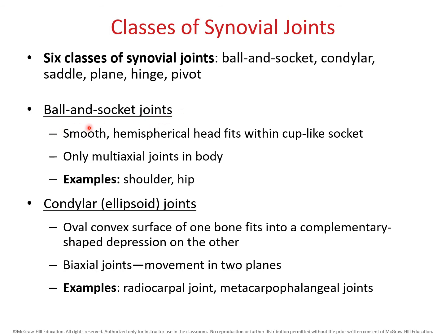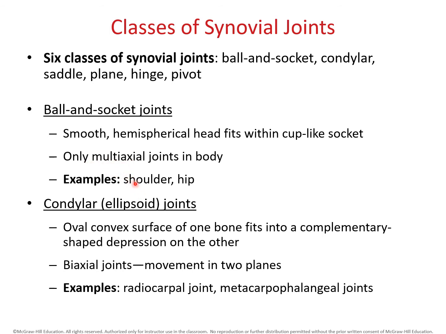First of all, we have our ball and socket joints. These are just what they sound like. We're going to have the head of a bone, for example, the head of the humerus, join up with a larger cup-like socket. In the example of the shoulder joint, the head of the humerus connects with the glenoid fossa, which is like a cup-like socket. Examples are the shoulder and hip joint. You should know the specific examples of each class. Shoulder and hip.